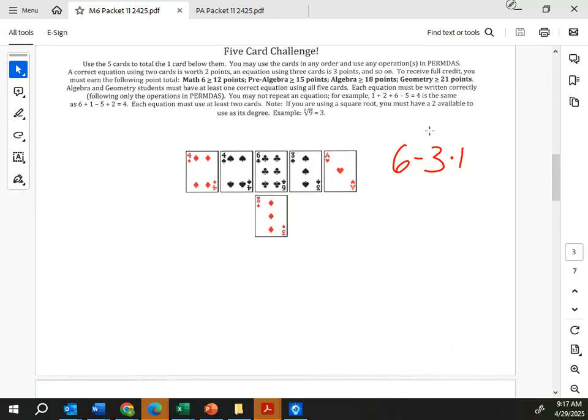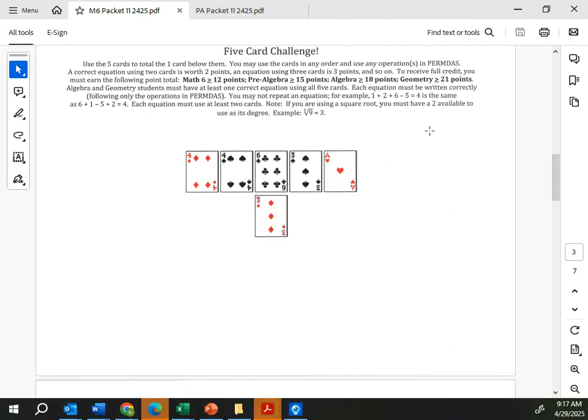Because they're using their aces wisely. They're helping to use those to rack up points. They're really thinking it through. So challenge yourself. See how many points you can get for the 5-card challenge. You only need to get 12 to get credit for it, but see if you can get more.